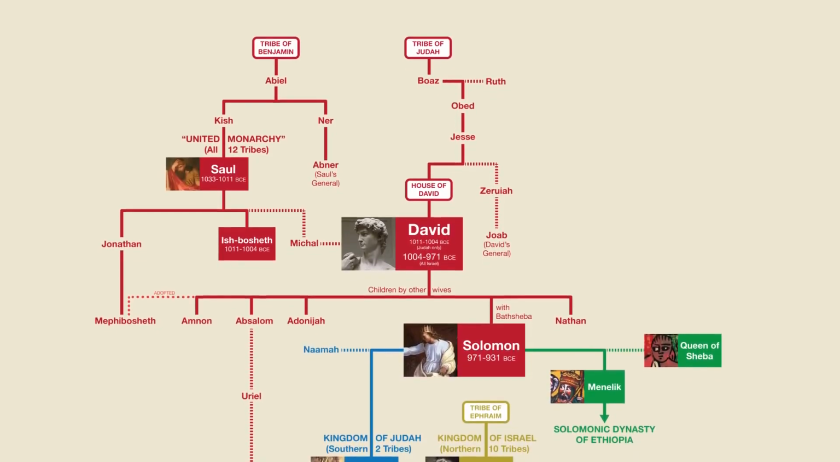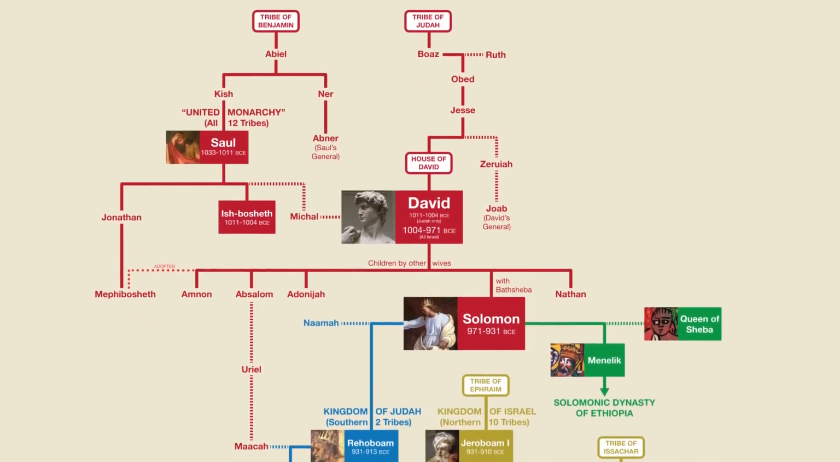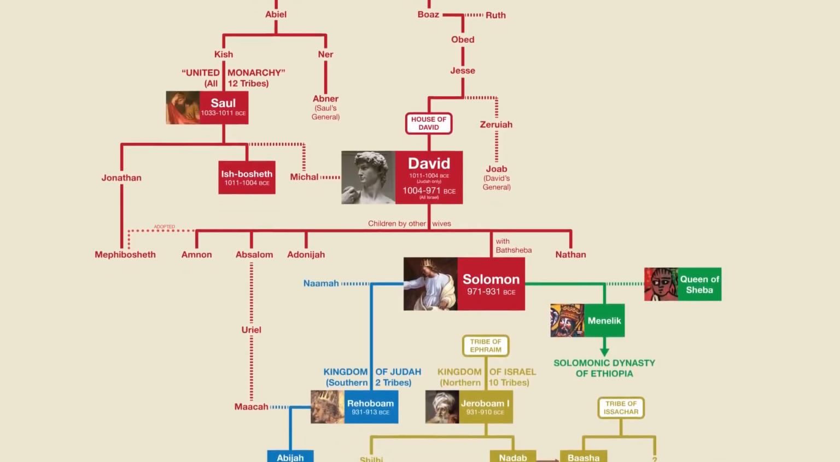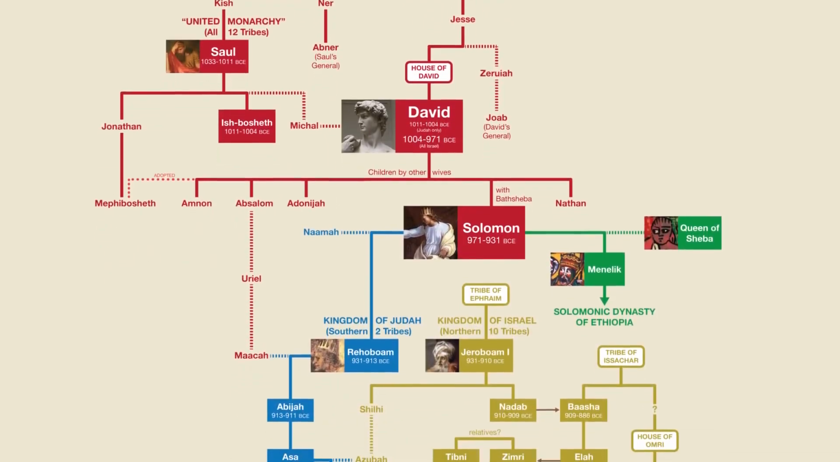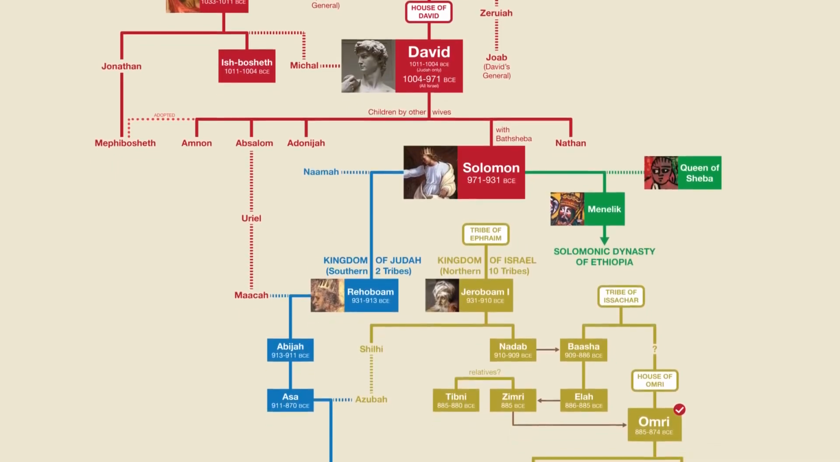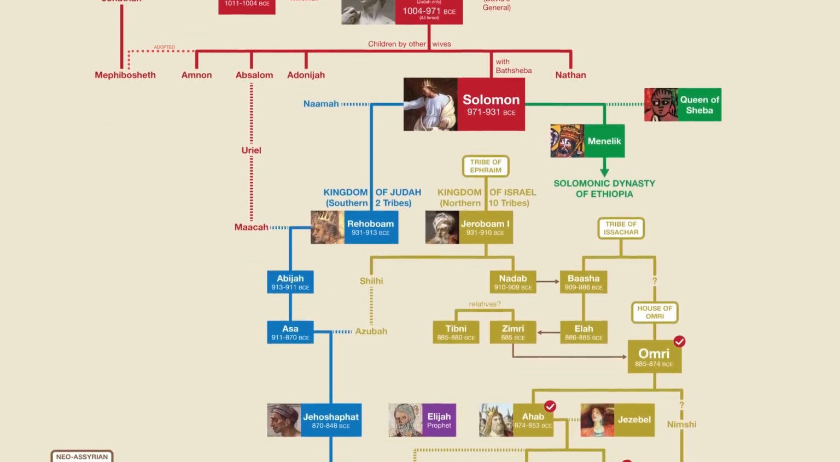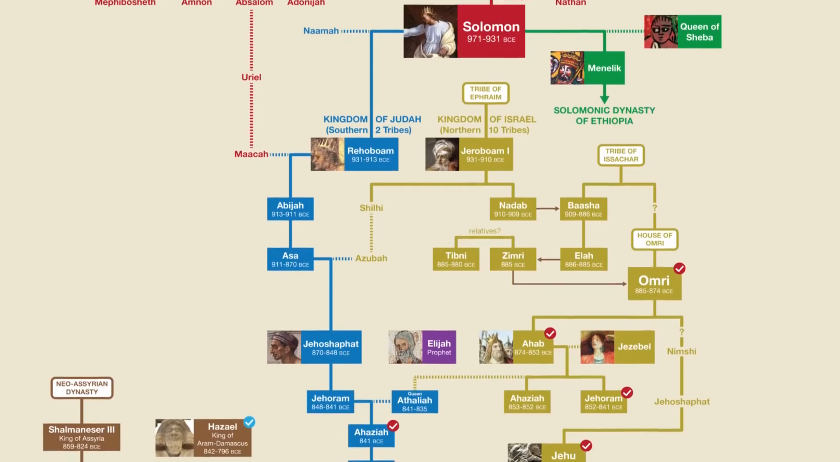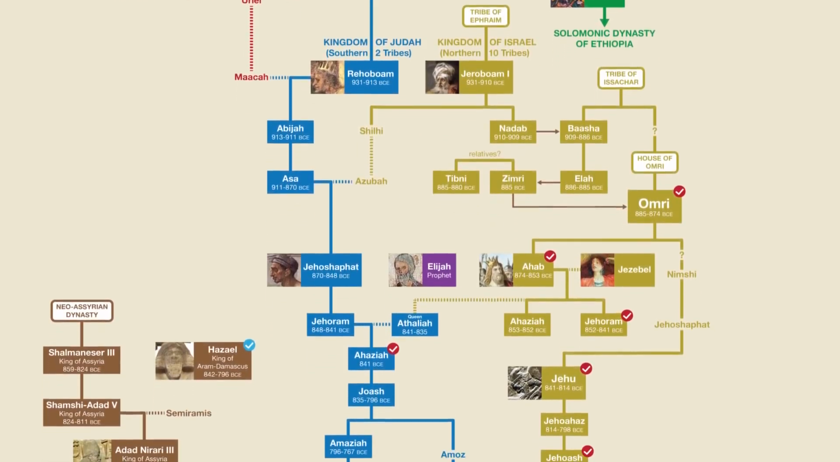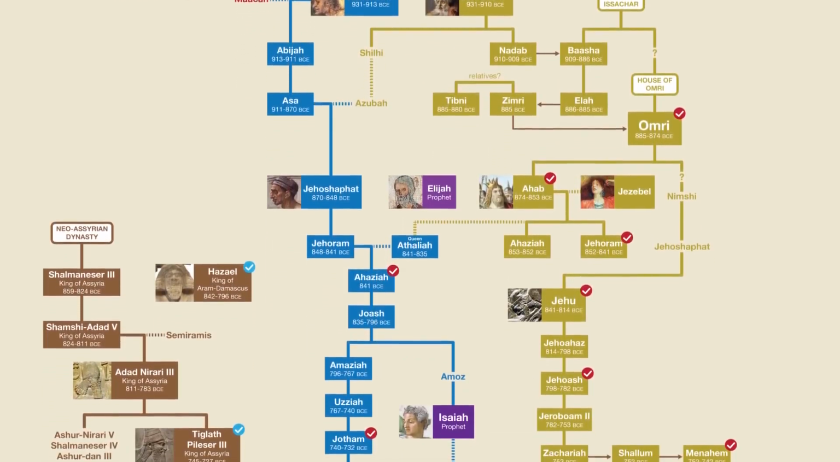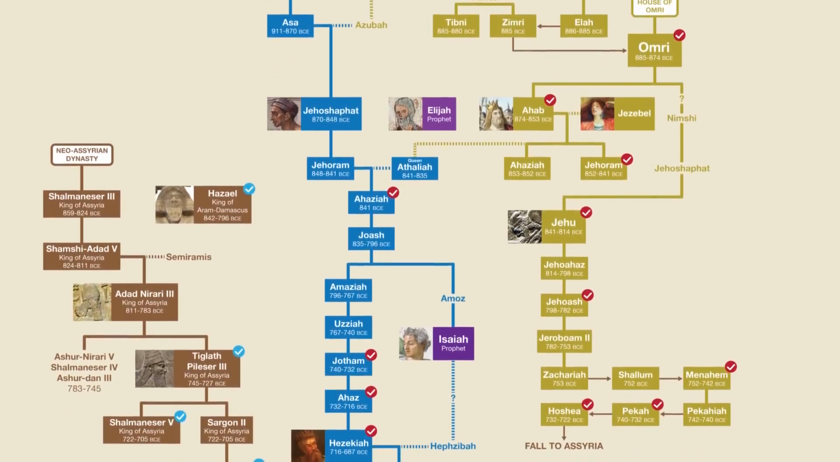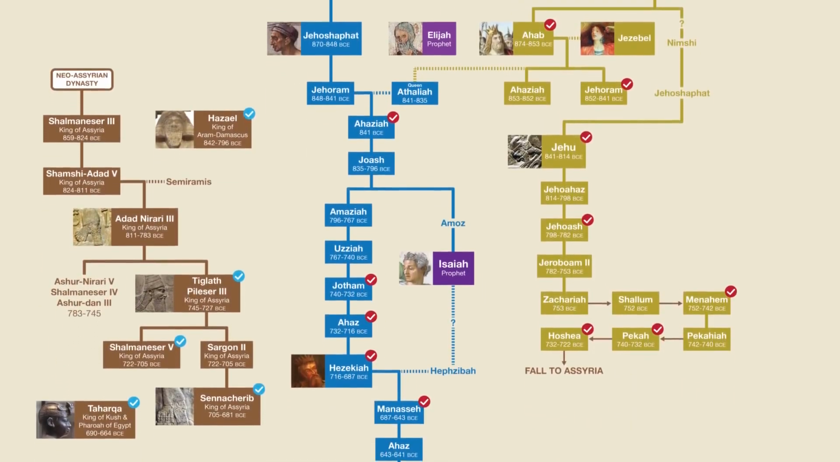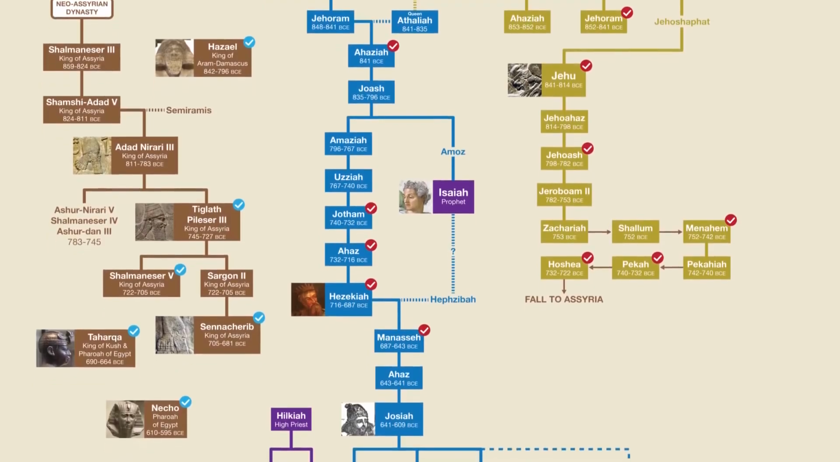Today I'm going to show you the family tree of the ancient Israelite kings. I'll be starting with the kings of the legendary United Monarchy, which include David and Solomon, and then I'll be going through both the kings of Israel in the north and the kings of Judah in the south. Many of these later kings are known to be historical, so along the way I'll be pointing out some of the archaeological evidence that we have for their existence.